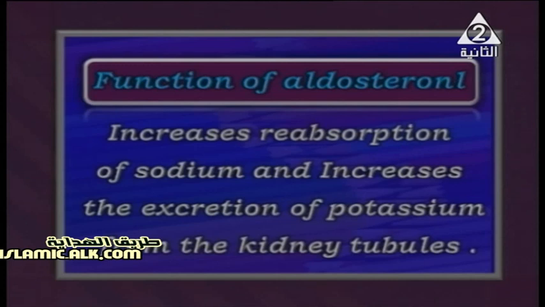from the kidney tubules. As you know, each kidney consists of nephrons or tiny tubules, each one of them called nephrons. And if you want to know, each kidney consists of about 1 million nephrons or tiny tubules. After that, we have what?